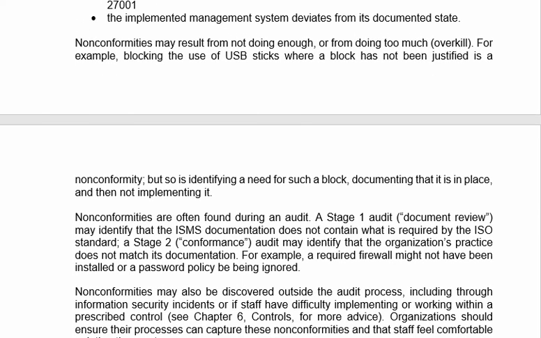The non-conformity justified is a non-conformity. If you are blocking USB sticks within the laptop, but you are not justifying why you are blocking these things, that is a non-conformity. So is identifying the need of such a block, documenting that it is in place, and then not implementing it. If you have not documented it, it would also be a non-conformity. And if you have documented it but you are not blocking the USB stick, this is also a non-conformity.